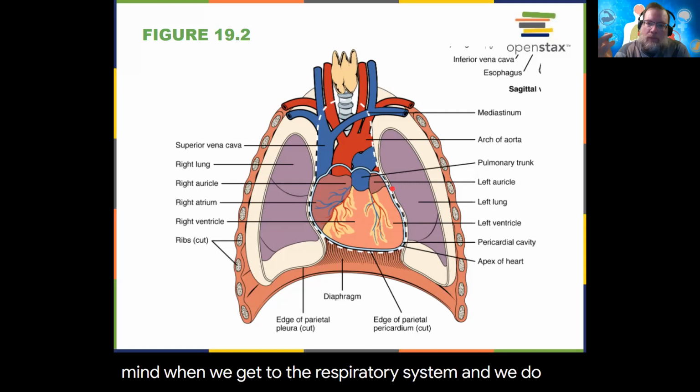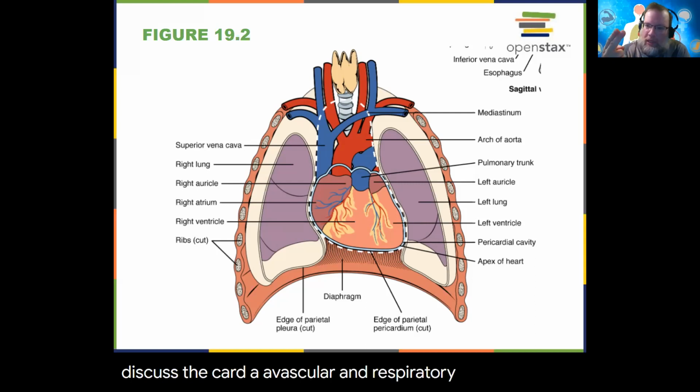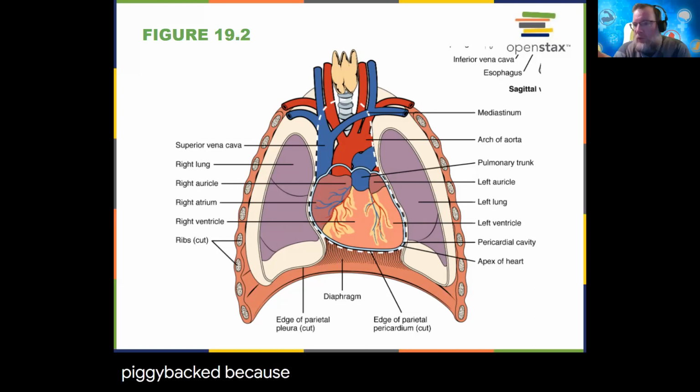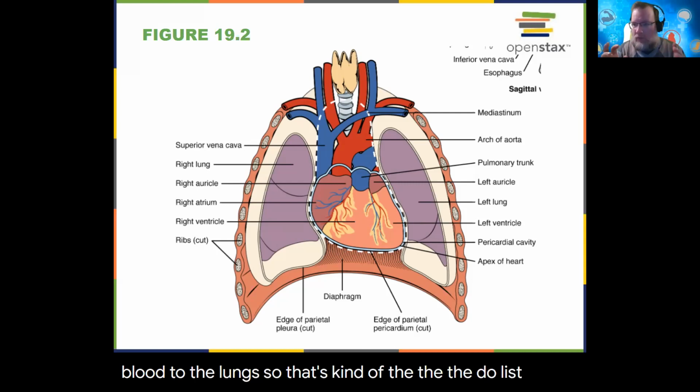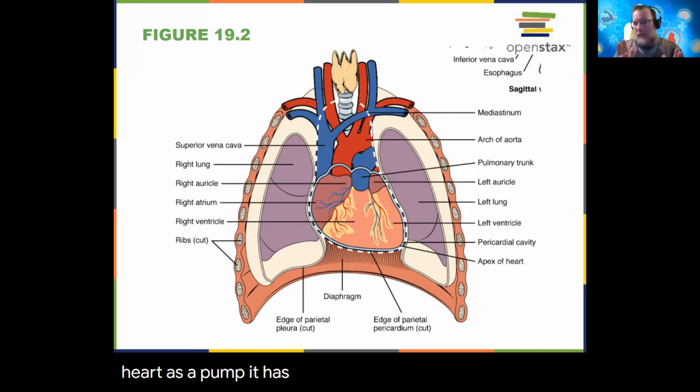And we do discuss the cardiovascular and respiratory kind of piggybacked, because we really are introducing you to the respiratory system now. The idea of the heart as a pump is not just to pump blood out to the body. We certainly need blood going out to the body, especially the brain, right? We also are going to see the heart pumping blood to the lungs. So that's kind of the dualistic aspect of the heart as a pump. We look at it as being divided up into two halves, or two sides, a left side and a right side. So we'll keep that in mind as we go.